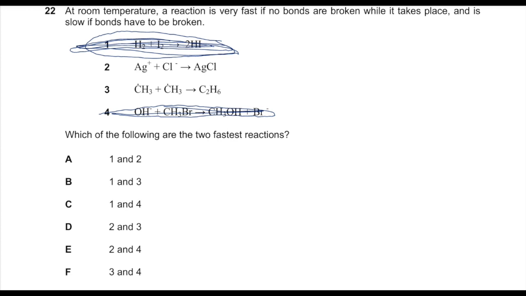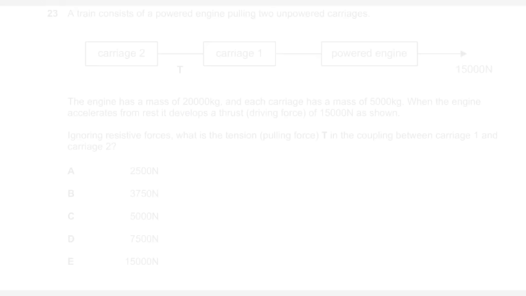2 is correct because it's just 2 ions that just need to react. There's no bond breaking required there. And reaction 3, they're 2 radicals actually. They're 2 methyl radicals. And they'll react together quite readily as well. So the answer is D, and that's question number 22 completed.